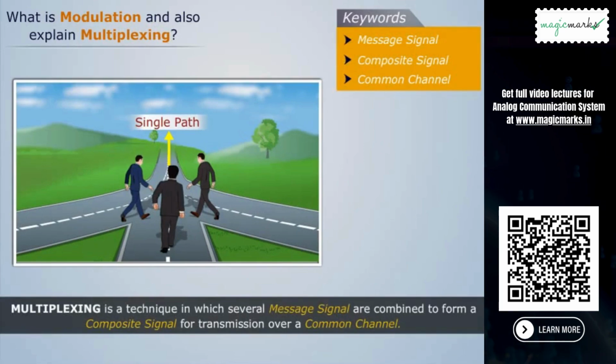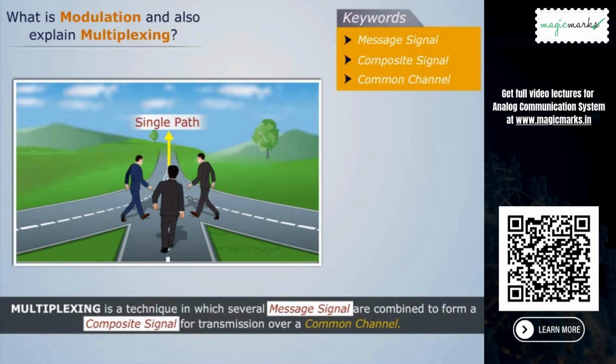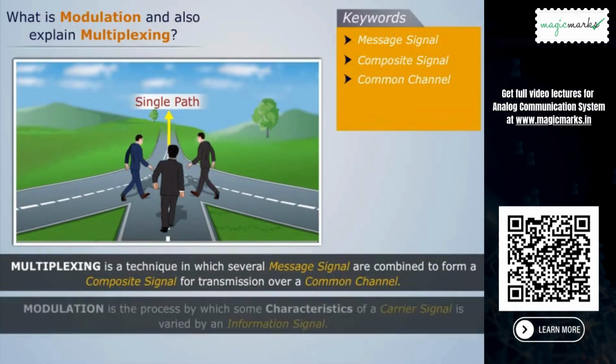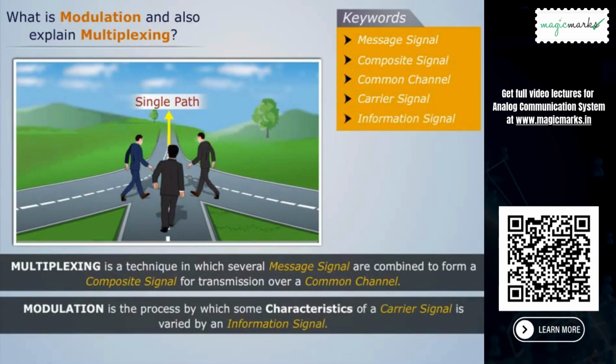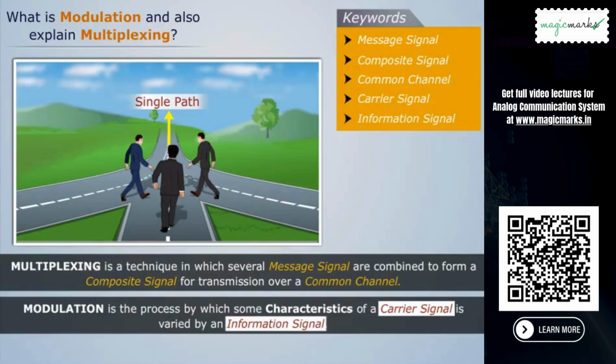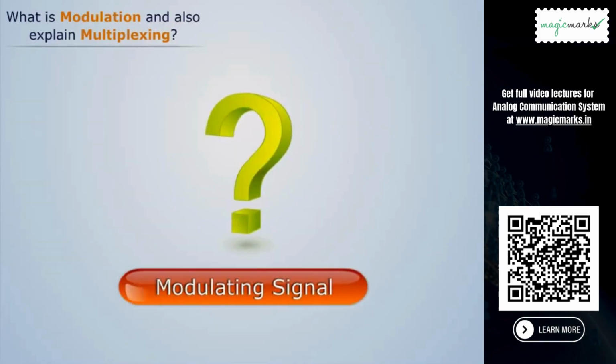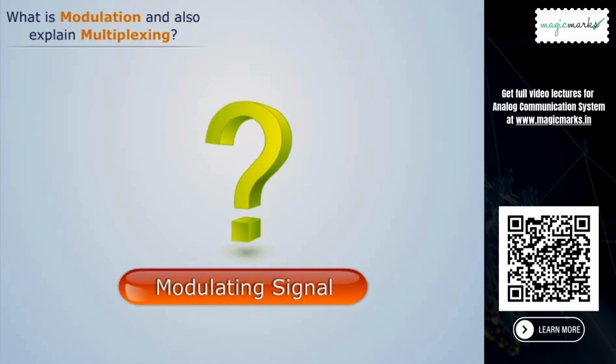So multiplexing is a technique in which several message signals are combined to form a composite signal for transmission over a common channel. And modulation is the process by which some characteristics of a carrier signal are varied by an information signal. Now the question arises, what is a modulating signal?